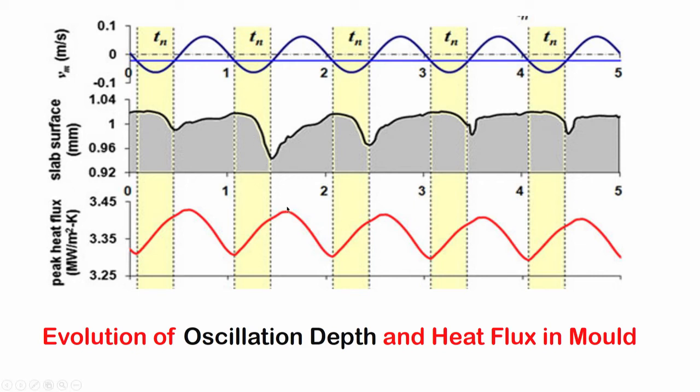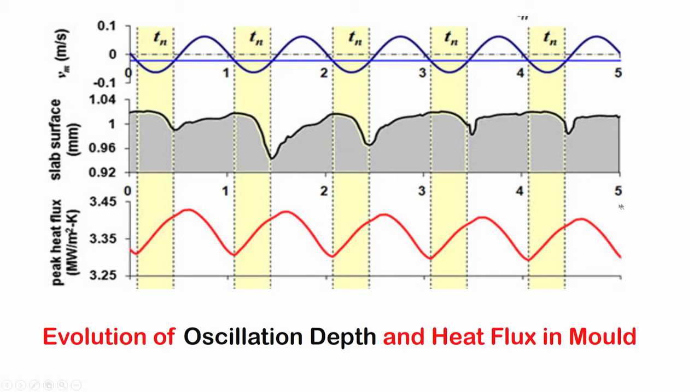And where is it maximum? It is here. That means when the mould velocity is again increasing, then only it is increasing. So, like the mould oscillation, in the negative strip time, as I have told you, the depth increases. So, the bigger this yellow portion, that means the larger the negative strip time, the more will be the depth. So, deeper will be the oscillation marks. This is what is important to remember.